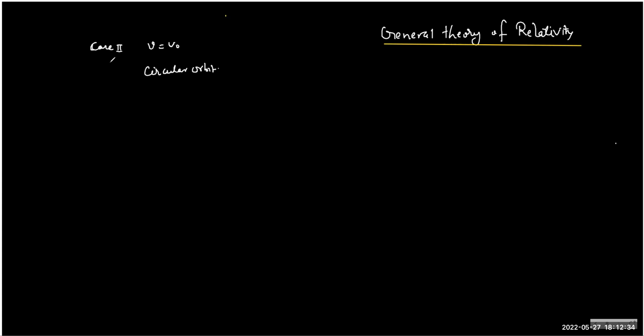But anyway, what I'm saying is, if v equals v naught, the path will be a circular orbit, so you will never fall back on Earth. What is case 3?